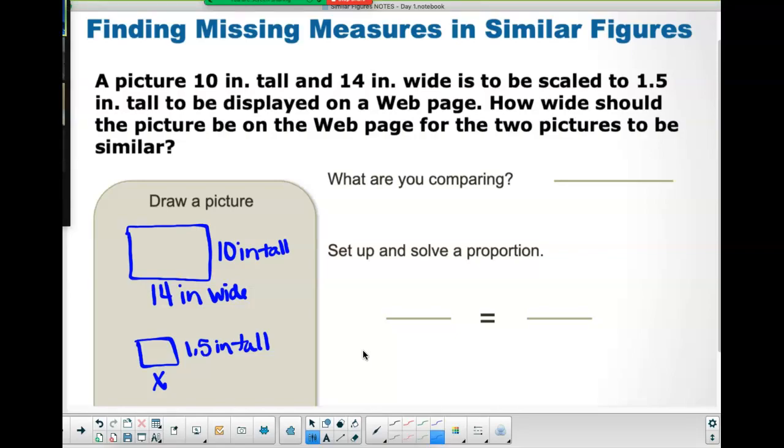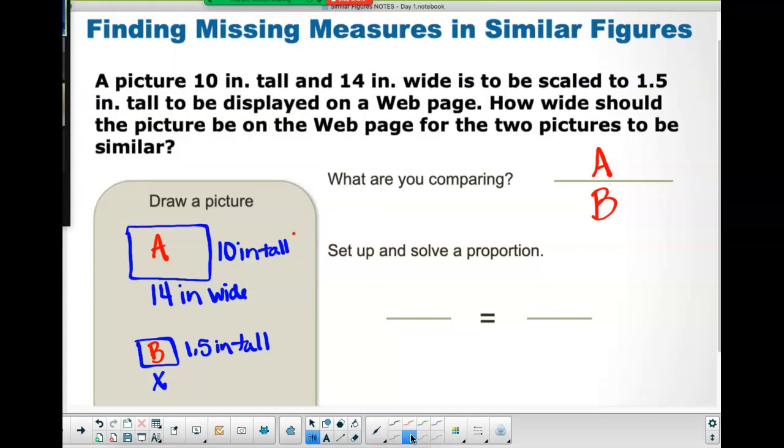When we're doing these problems, I like to label them as picture A and picture B, and here's why. When we're trying to set up and solve a proportion, I'm comparing picture A to picture B. It's going to make it really easy to compare A to B. We can match up our sides then.